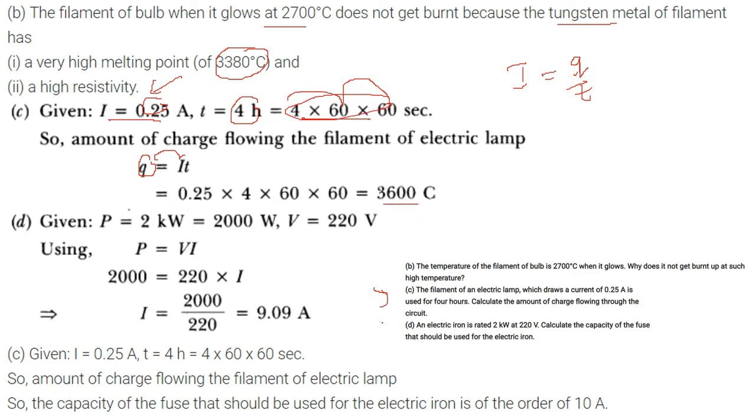Now D, an electric iron is rated at 2 kilowatt at 220 volt. Calculate the capacity of the fuse that should be used for the electric iron. Now here power is 2 kilowatt, let us change k into 1000. So now this becomes 2000 watt. V is 220 volt. The power is given by V into I. Power is known, V is known, I can be computed by 2000 by 220. So this is your 9.09 ampere.